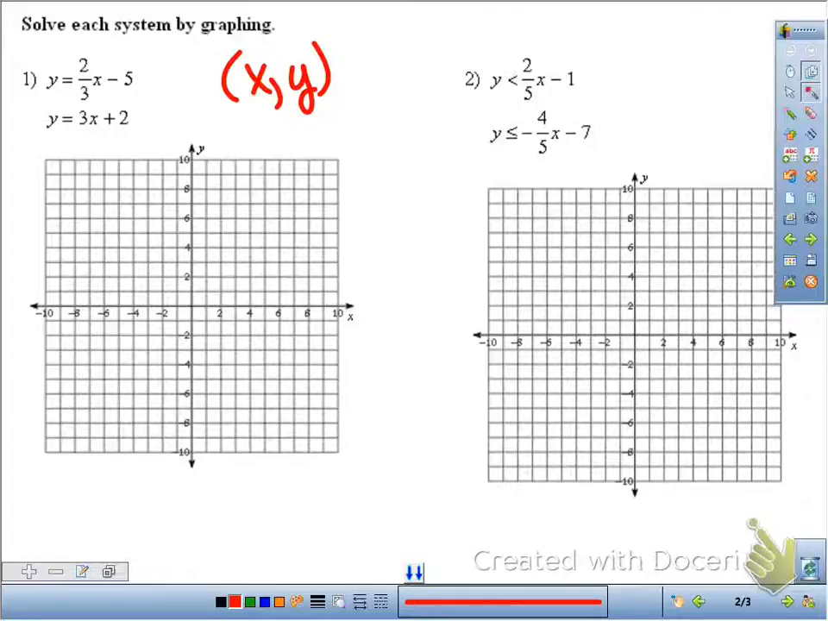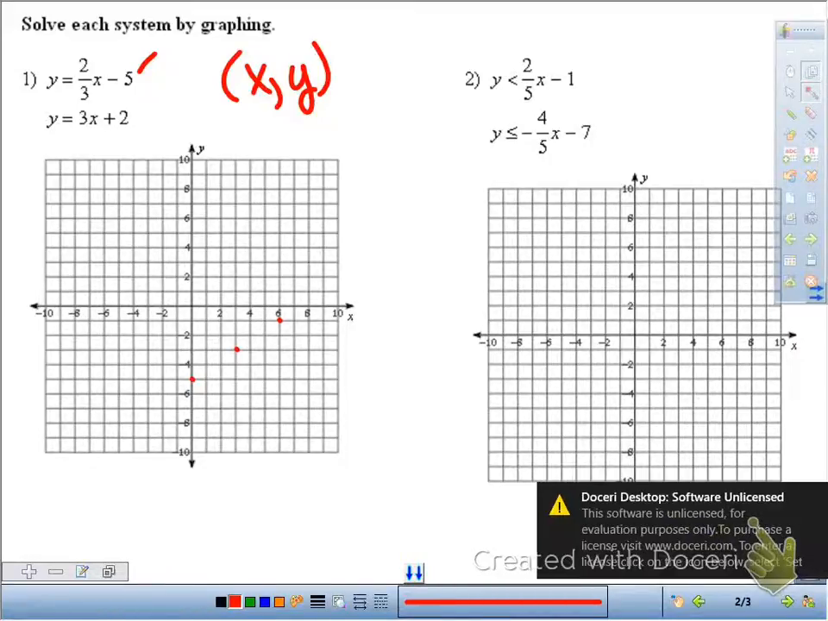So I'm going to start off one at a time. I'm going to put that top one in red. Okay, y-intercept's -5. Slope is +2/3. So up 2, right 3. And I need to make extra points. Up 2, right 3. Up 2, right 3.